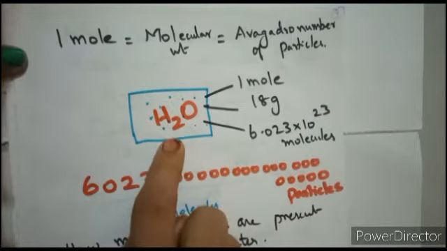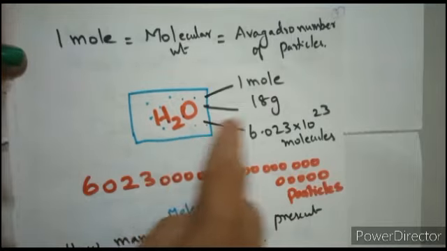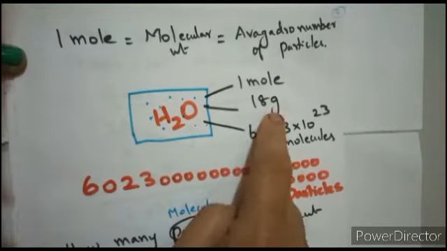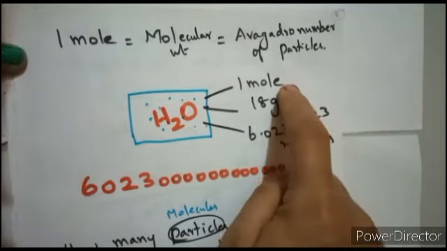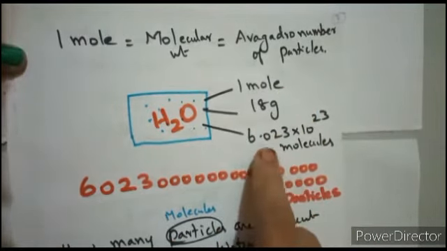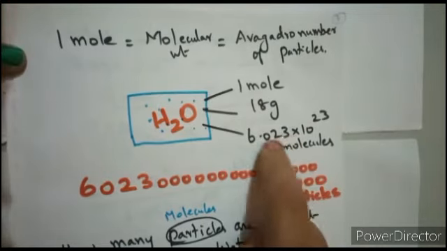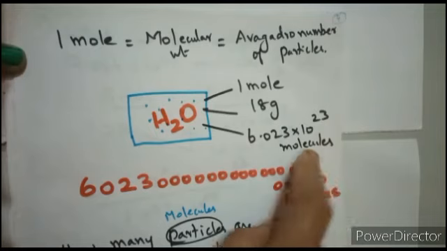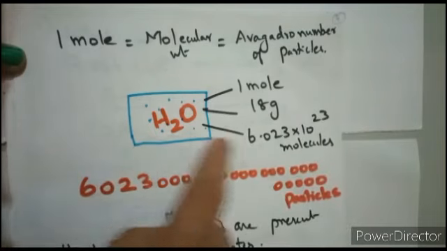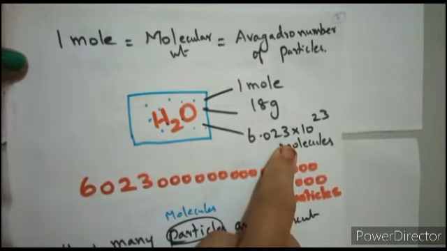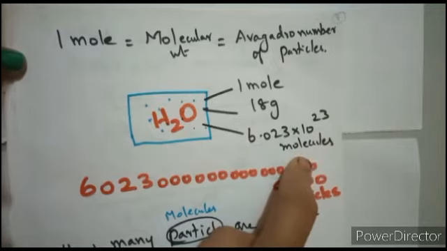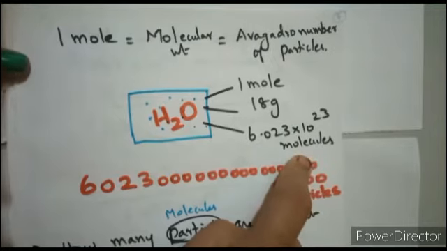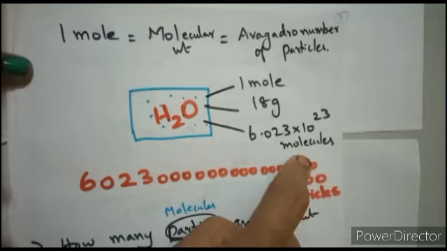Let me take the example of water. We know that 18 grams of water is 1 mole. I am introducing a new term here. It is also equal to 6.023 into 10 power 23 molecules, which means 18 grams will have this many molecules. This number was arrived at by Avogadro, a famous scientist, and hence given his name.